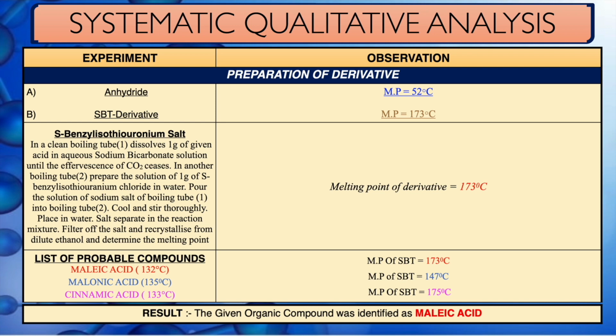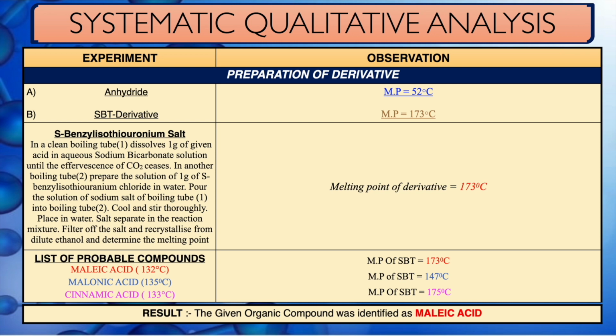For this we take 2 boiling tubes. In boiling tube 1, we dissolve 1 gram of the given acid in aqueous sodium bicarbonate solution until the effervescence of CO2 ceases. Simultaneously, in another boiling tube, we prepare a solution of 1 gram of S-benzyl isothiuronium hydrochloride in water. After that, we pour the contents of boiling tube 1 into boiling tube 2 and stir the resulting mixture thoroughly. After some time, salt starts separating out. We filter off the salt, recrystallize it with dilute ethanol and determine its melting point. So we have the melting point of our derivative as 173 degrees Celsius.